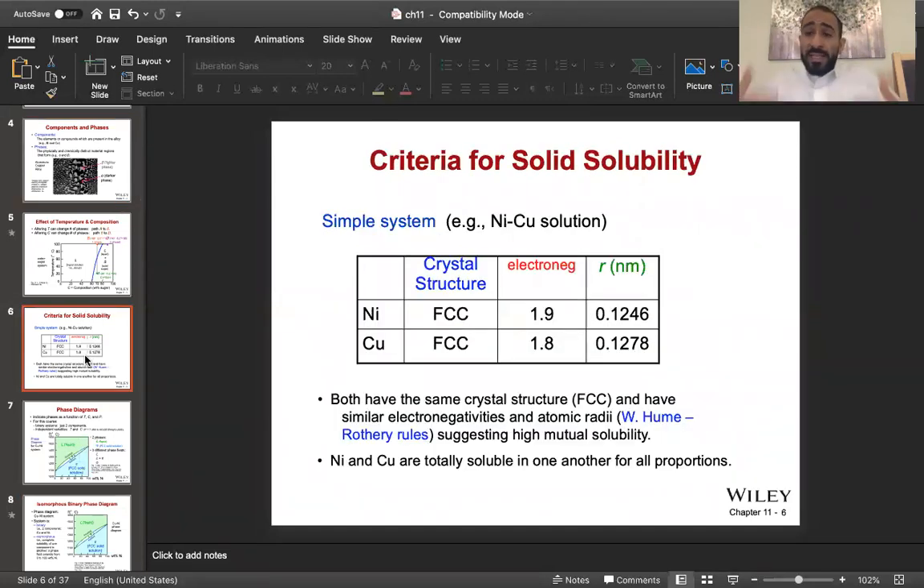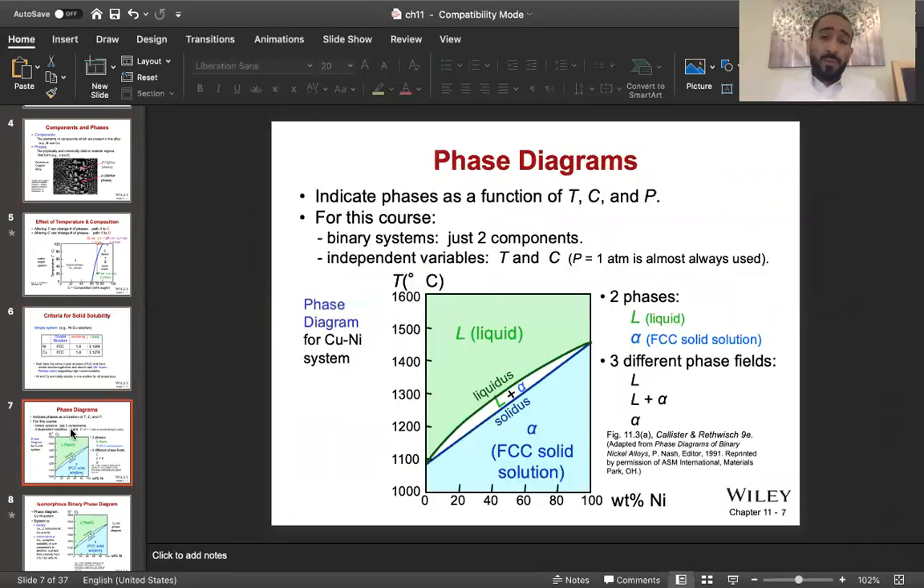So this is why we're going to start this chapter 11 by talking about one of the simplest systems' phase diagrams, and then we're going to get to more complicated ones, inshallah. Okay, this is how the phase diagram for copper and nickel looks. So let's walk through this diagram.